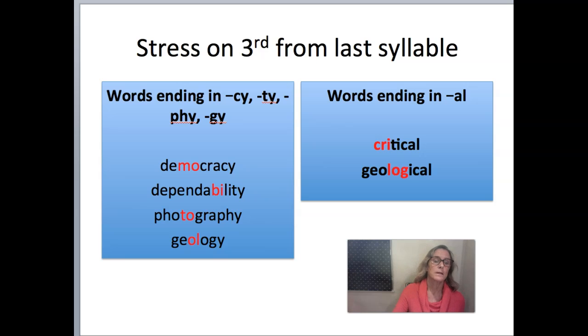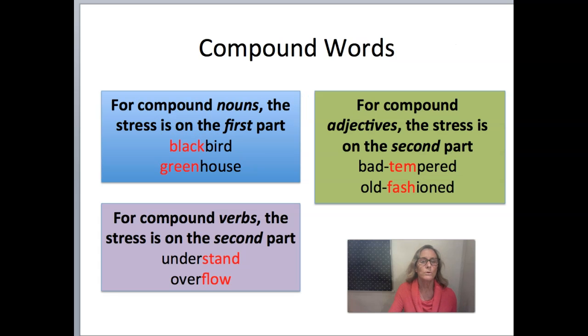So let's practice. Democracy, democracy. Dependability, dependability. Photography, photography. Geology, geology. Critical, critical. Geological, geological. We're almost there. One more rule, and here's on compound words. So for compound nouns, the stress is on the first part, just like on the two-syllable nouns.